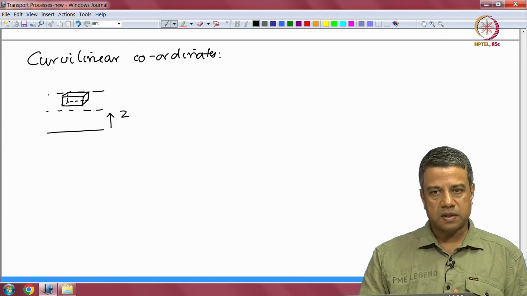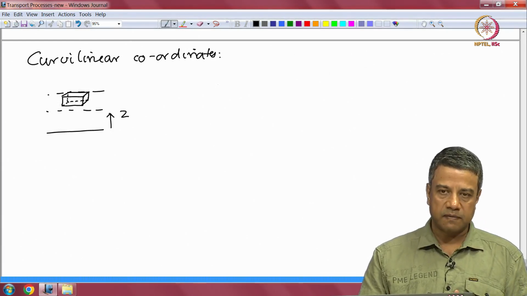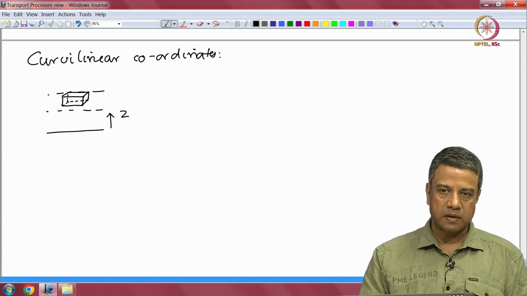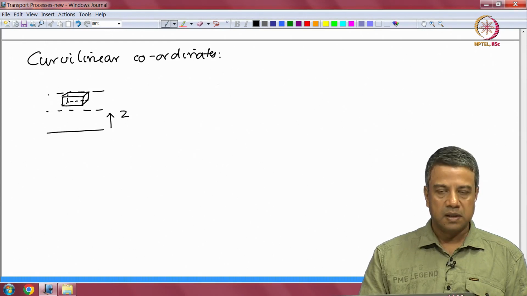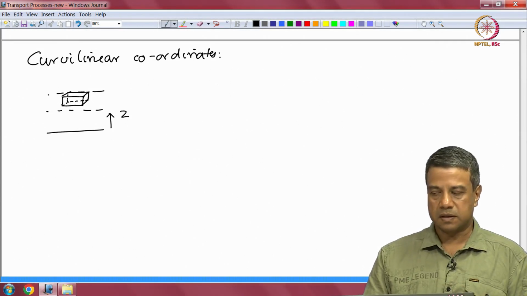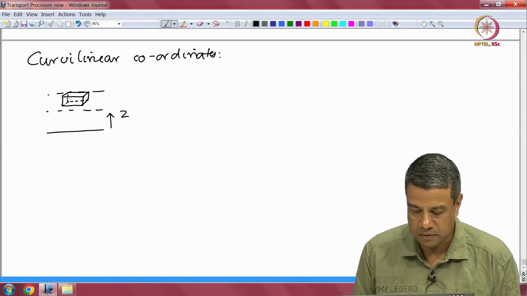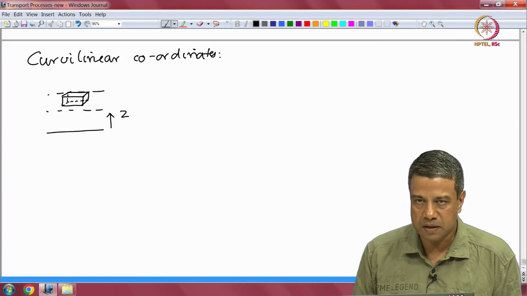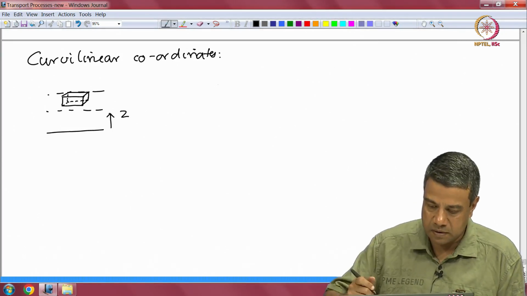There are often situations where the boundaries may not be flat. In all of the problems we have solved so far, the boundaries have been flat, and therefore, the boundary was a surface of constant coordinate. There may be cases when the boundary is not a surface of constant coordinate.